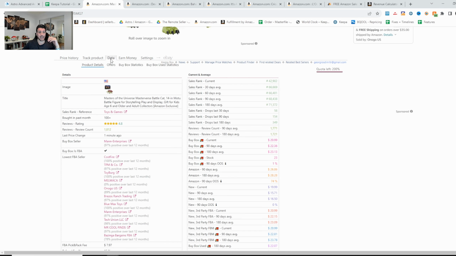Next is the data section. The data section is broken down into the product details, offers, buy box statistics, and buy box used statistics. This last one is pretty much useless because we're all selling brand new products. We're wholesale or online arbitrage sellers. We're not selling used products, so that one's not important. But these three are, and I'll show you in a moment.